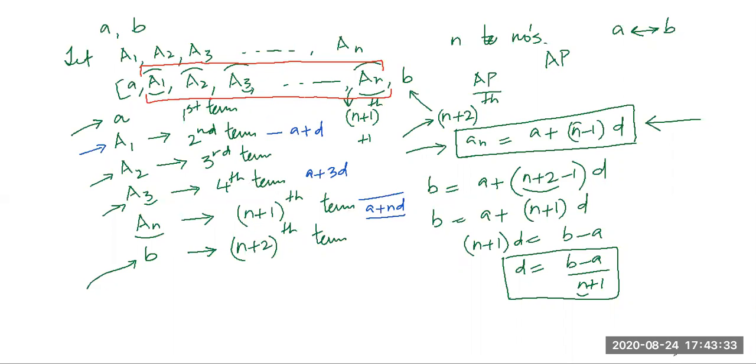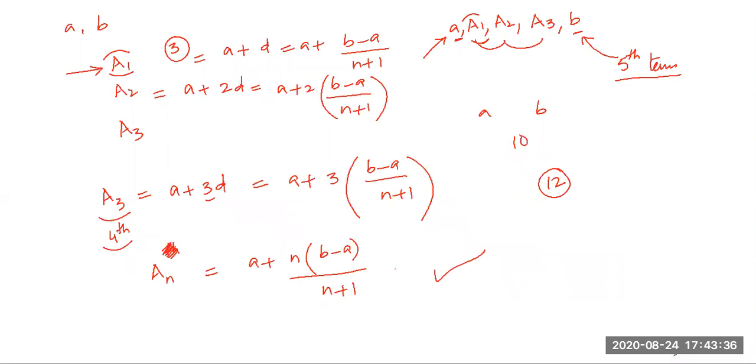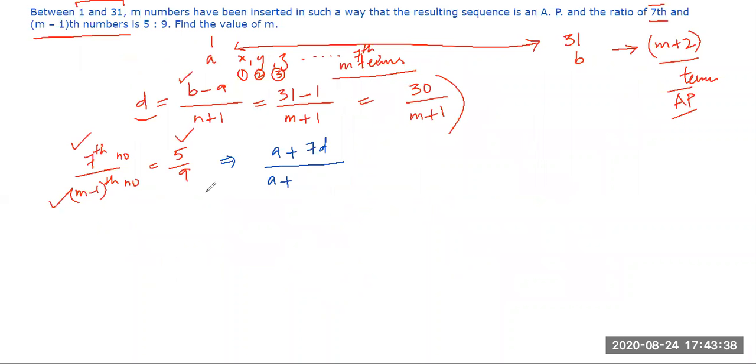So based upon this, Ishma, what will be the m minus 1th number? A plus m minus 1 D. Perfectly right. A plus m minus 1 D, and this ratio is equal to 5 by 9. Am I right, students? Beautiful. So now what is A? A is the first number, the first term. A is 1. Perfectly right. And what is D? We know the value for D. D is 30 by m plus 1. Beautiful. I think you're doing good today.